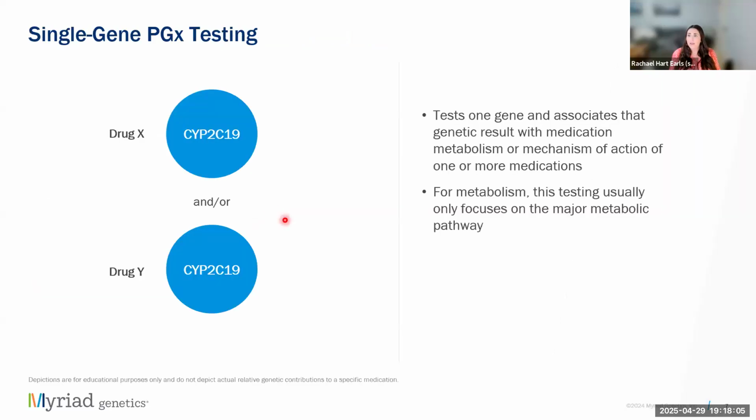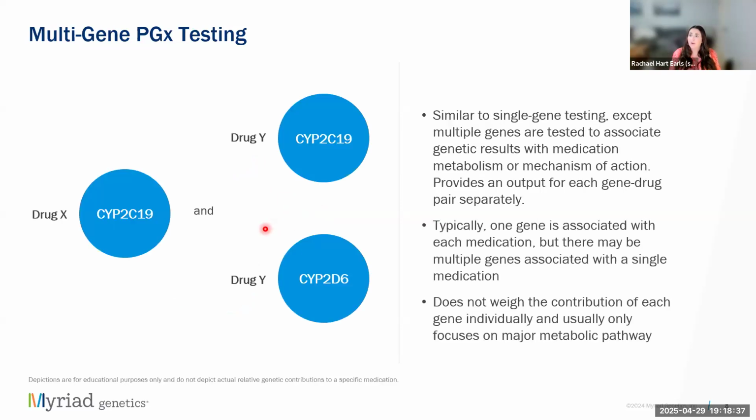The first and most common type of pharmacogenomic test, which you've heard our panelists speak to a little bit already, is called a single gene pharmacogenomic test. This test looks at one gene that's highly influential in the metabolism or mechanism of action of the drug and gives you a genetic result based on that one gene. Illustrated here, you see the example of drug X or drug Y being associated with CYP2C19. They would give you information based on the genetic results of that one gene.